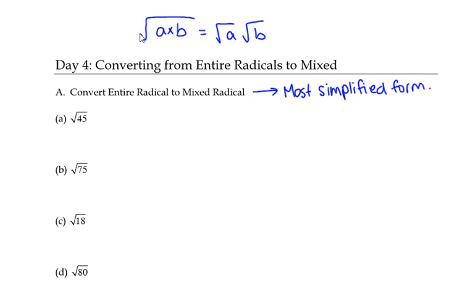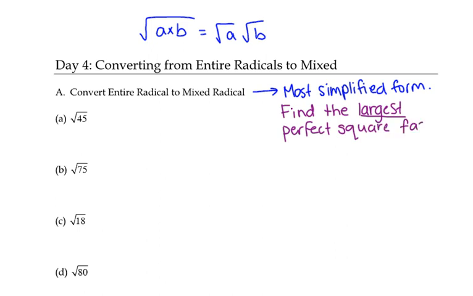In order to simplify it, we need to find the largest perfect square or perfect cube factor, based on whether it's a square root or cube root. So find the largest perfect square factor; the key is largest. It could be a perfect cube if we're doing a cube root, or a perfect fourth if we're doing a fourth root. If it's a square root, we want the largest perfect square factor.